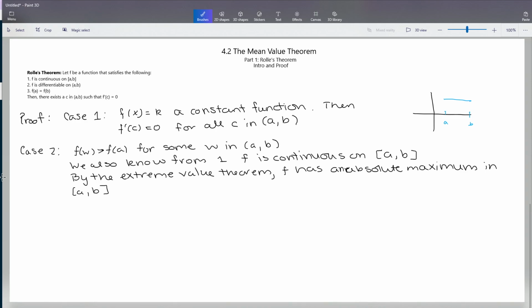Now, since f of w is larger than f of a, we know that the absolute maximum cannot be at the endpoints. Remember, f of a and f of b are equal. So since f of w is larger than the endpoints, the absolute maximum is not at the endpoint.